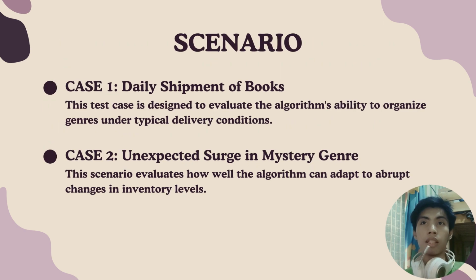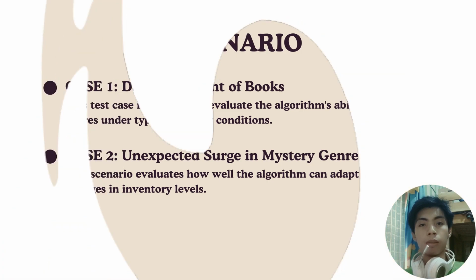So this is the scenario that I've created or come up with. So in the test case or the case 1, we have the daily shipment of books. So this test case is designed to evaluate the algorithm's ability to organize genres under typical delivery conditions. So watch the simulation that I will be playing here.